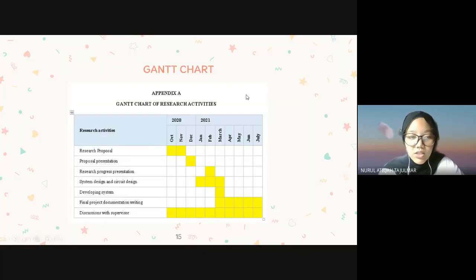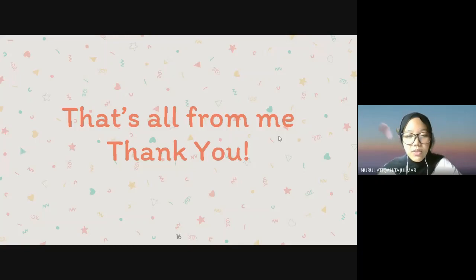So this is our Gantt chart. The research proposal presentation is all held in 2020, but the system design, circuit design, system development, and the final project documentation writing will all start in January 2021. So that's all from me. Thank you.